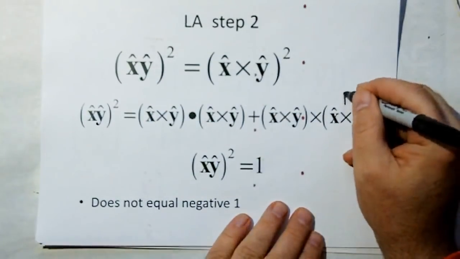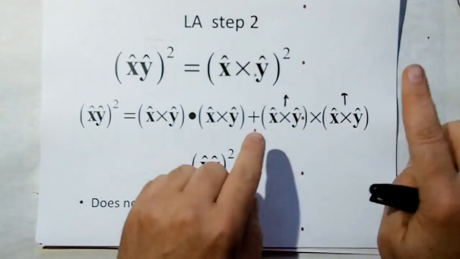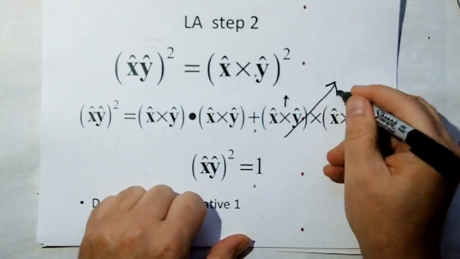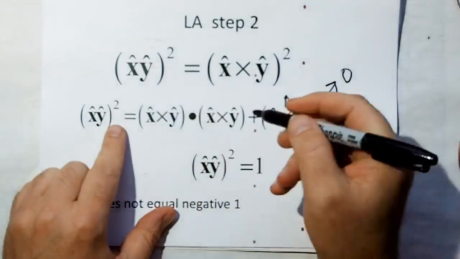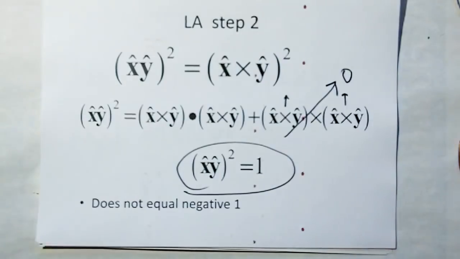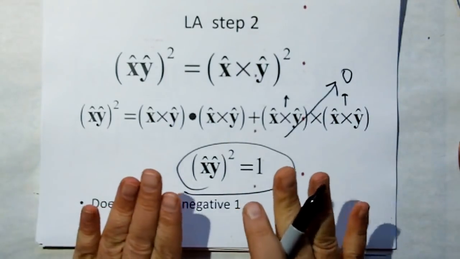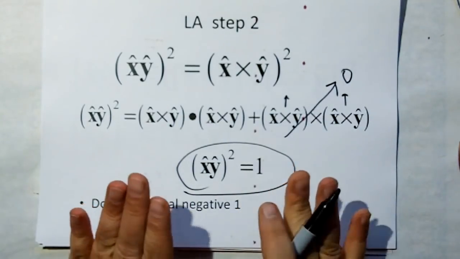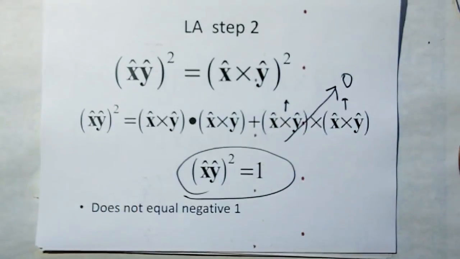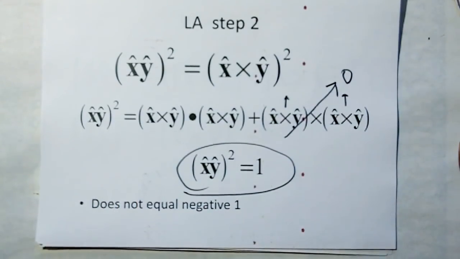Well, the cross product produces a normal vector. So these are two parallel vectors. Again, this comes out to 0. This comes out to 1. The answer is 1. Still does not equal -1, but we didn't expect that to happen for legacy algebra. But it's interesting because this is consistent with geometric algebra. It does not come out to -1.